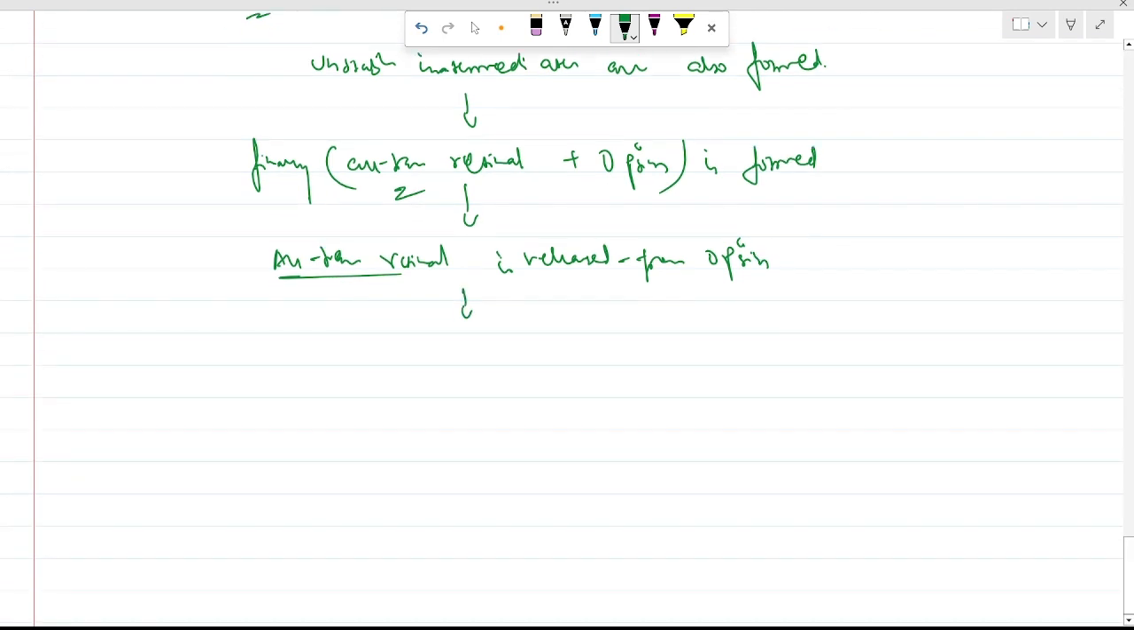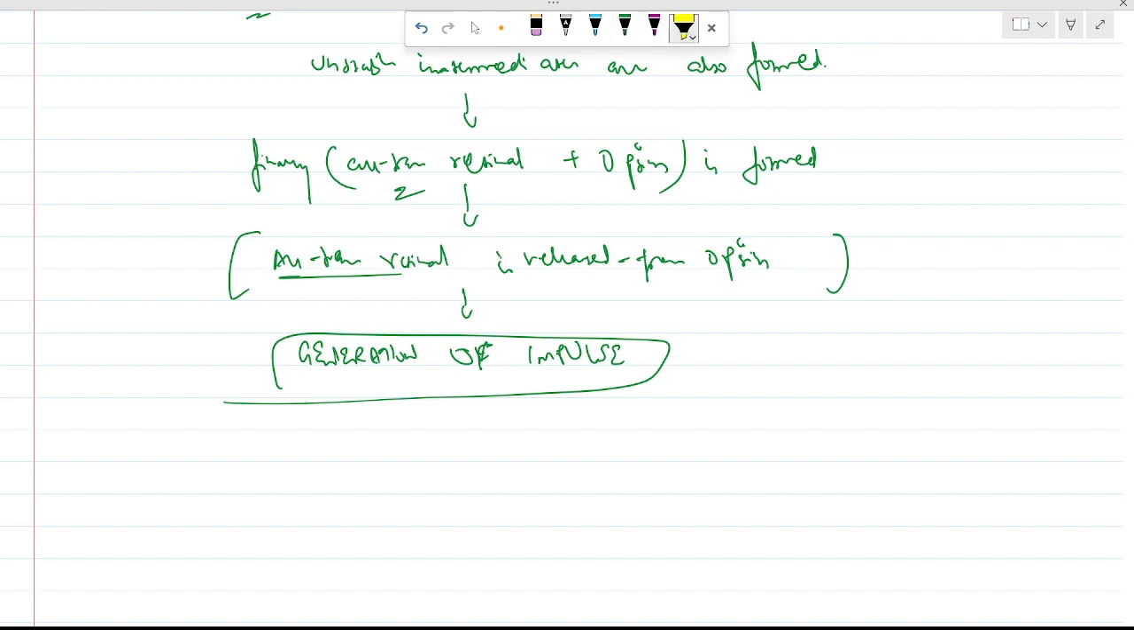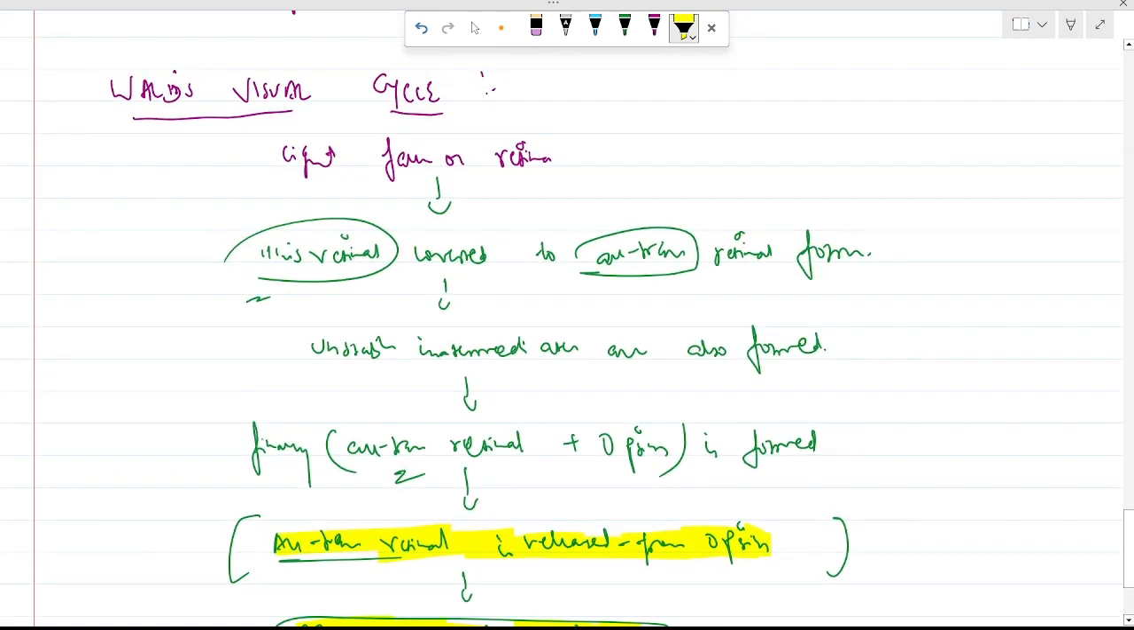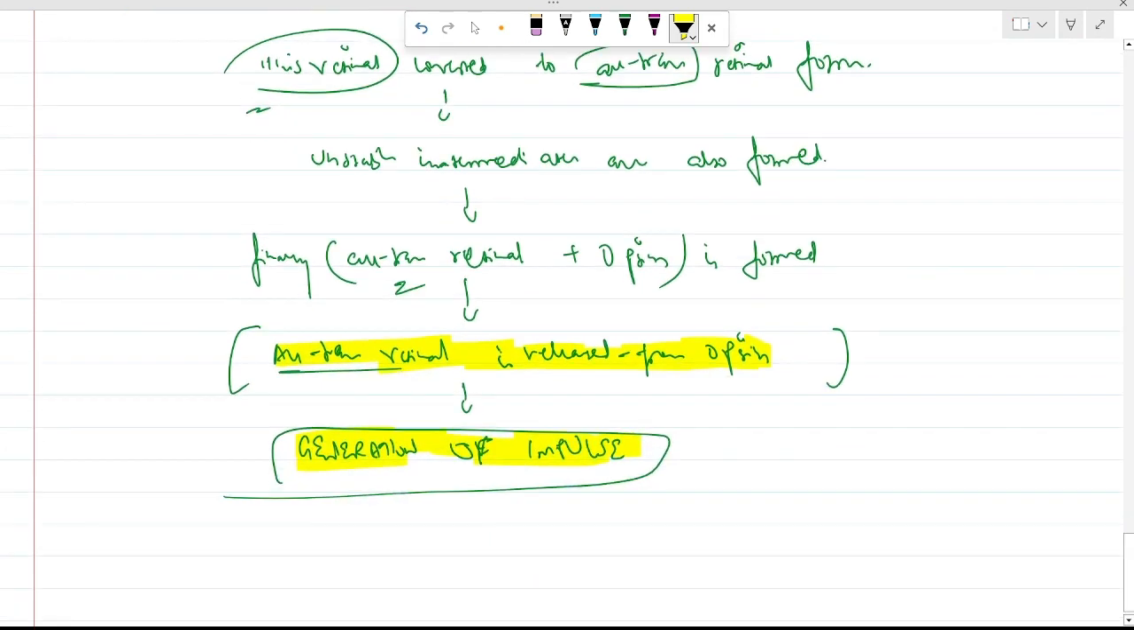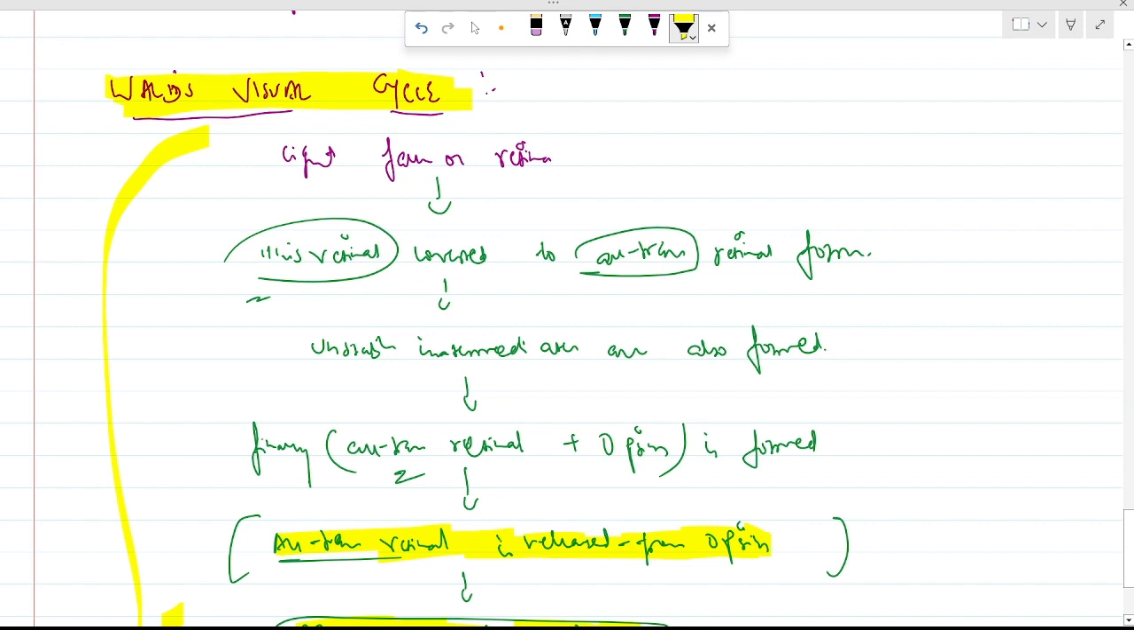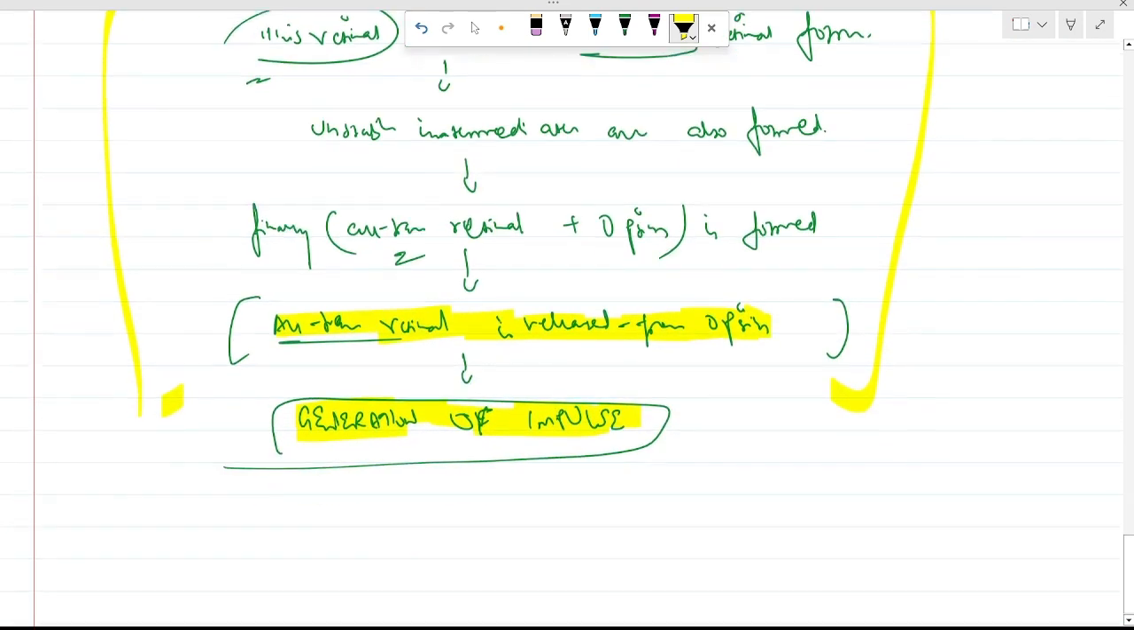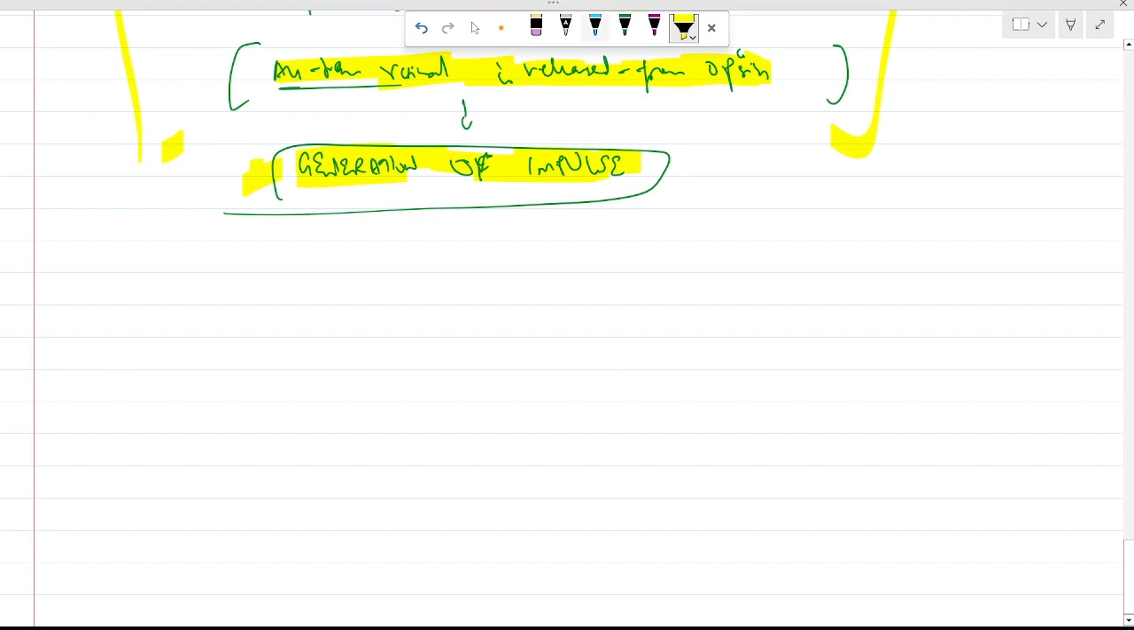This detachment leads to, remember, the generation of a very important phenomenon, impulse. Generation of impulse, a very important phenomenon, happens when all-trans retinal detaches from opsin. Okay, this is all important in very brief. It's a very complex reaction. We don't need to remember Wald's visual cycle exactly. Just remember these key points, that would be enough. Now we are going to see this important phase, generation of impulse.